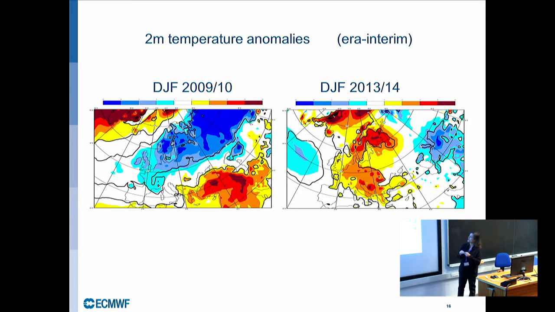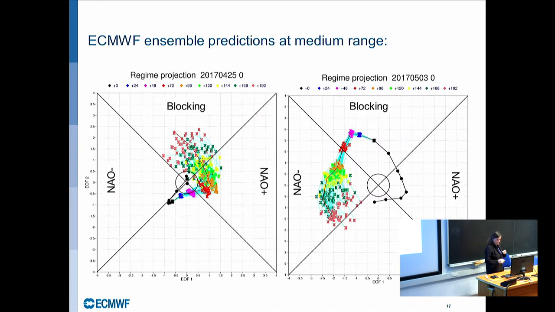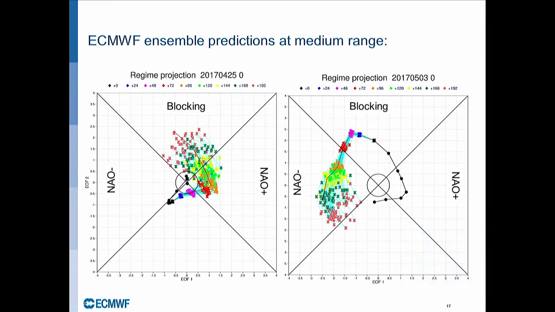These are the two-meter temperature anomalies for the whole winter seasonal anomaly for 2013-14 and 2009-10 to show you the relation with the temperature. So we started to use this device for the forecasters. So now the forecasters are actually taking this kind of information. And they make quite a big use. They have grown very fond of these things.